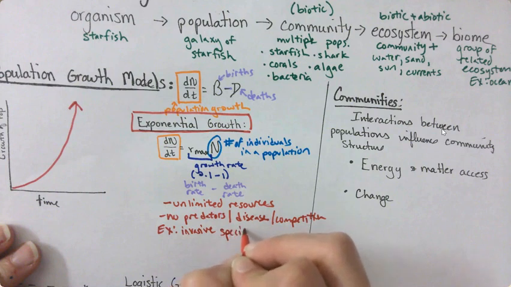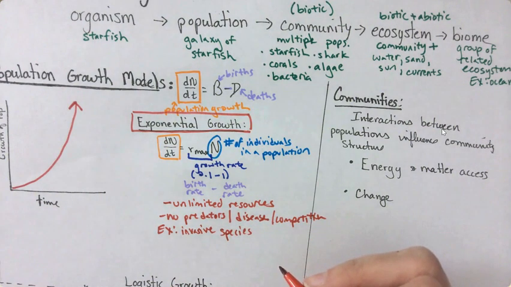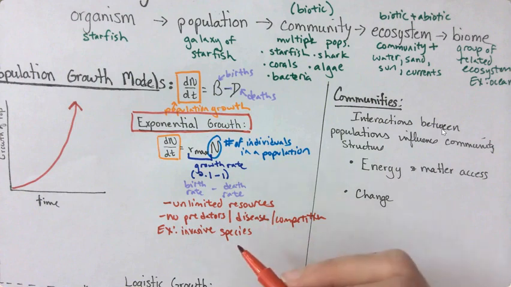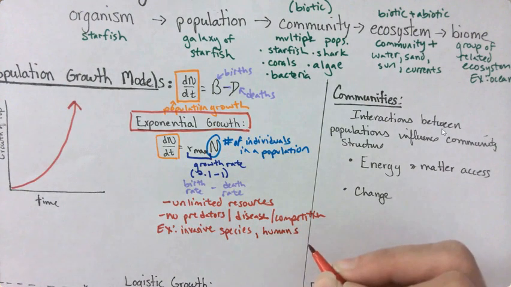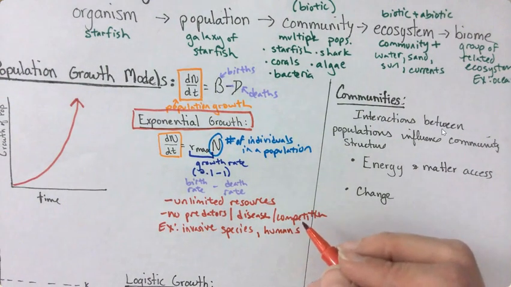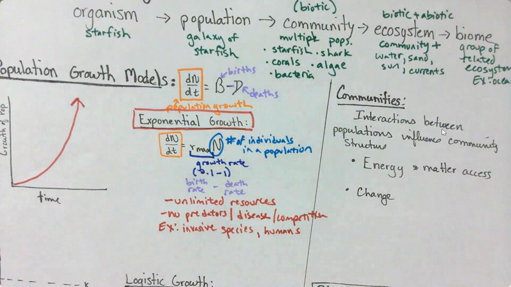Like when the snakehead came over, right? And I see tons of snakeheads at Huntley Meadows all the time. They don't have any predators. They can eat anything. There's tons of space, and they're not competing for resources, right? So they just grow and grow and grow. And there's not a lot of diseases that affect them here. Humans, unfortunately, are still kind of in exponential growth, but as we cause all these impacts on the earth, that stops as well.